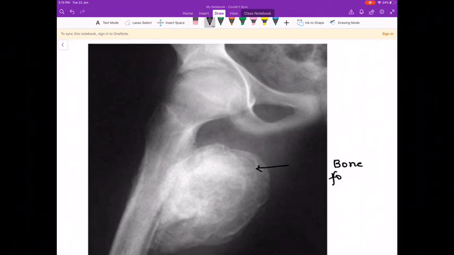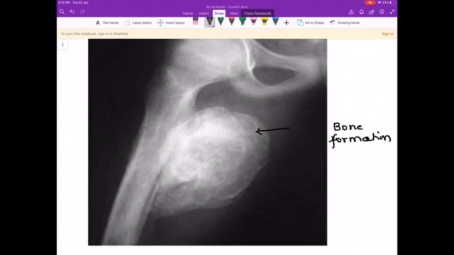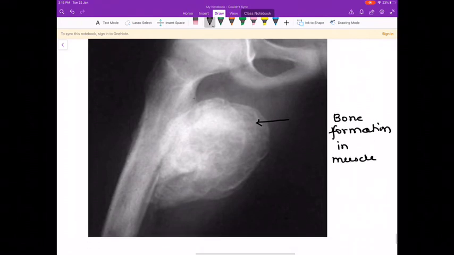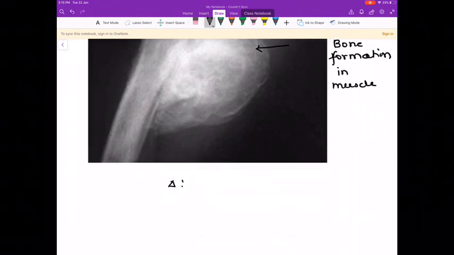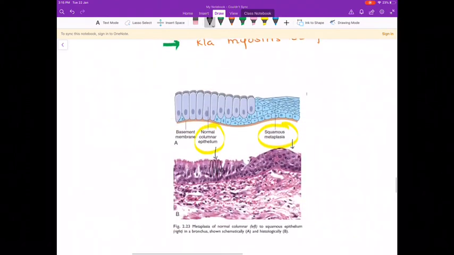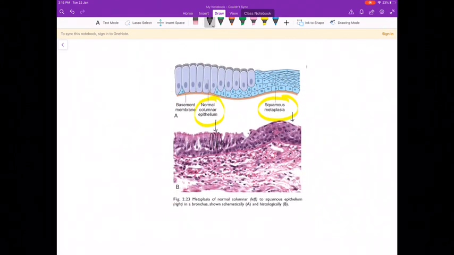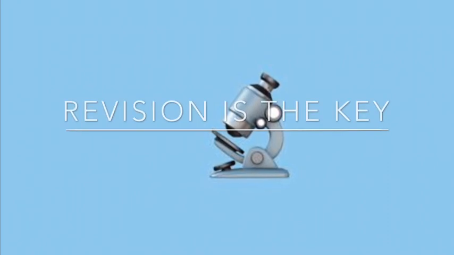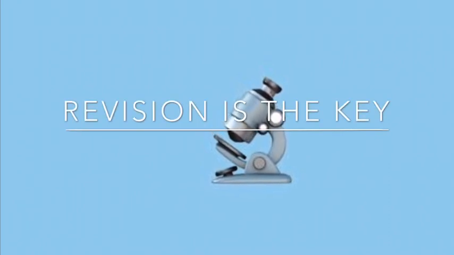Bone formation in the X-ray, but this bone is present in the muscular plane. History of trauma, years back will be the key factor. Diagnosis will be myositis ossificans. Friends, revise these images again and again. You have to save them in your brain and then only you will be able to retrieve at the day of examination.